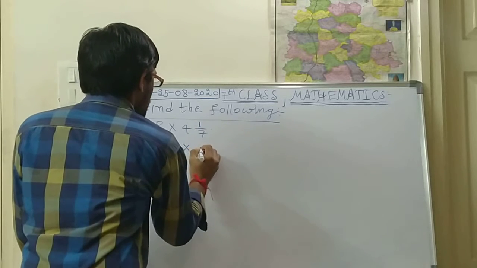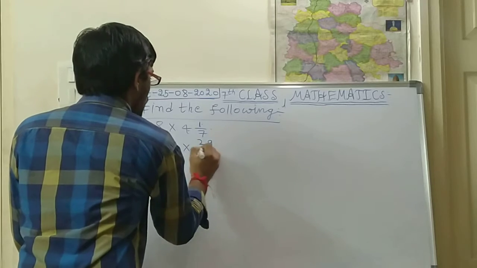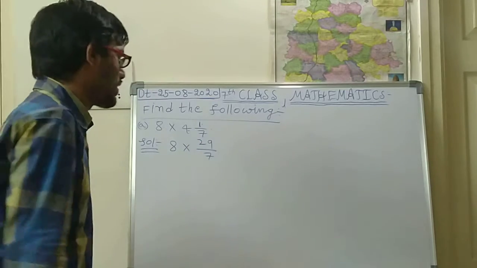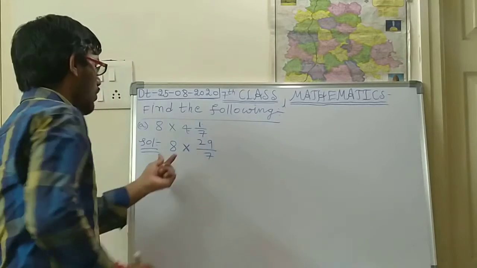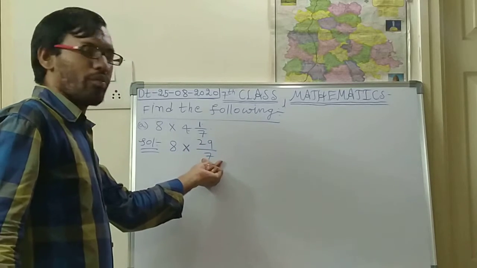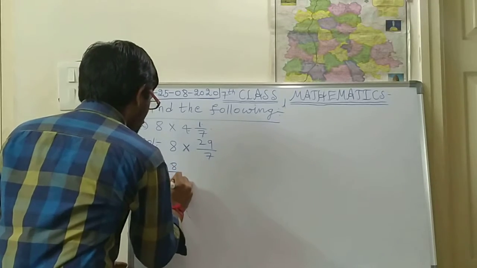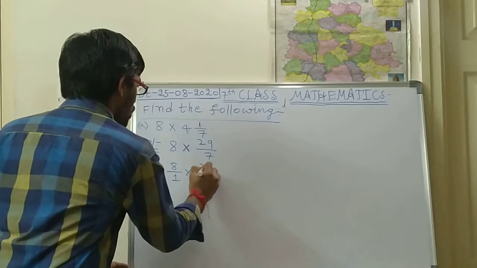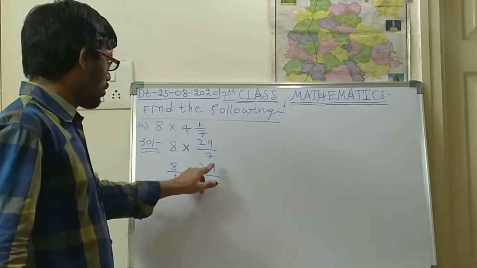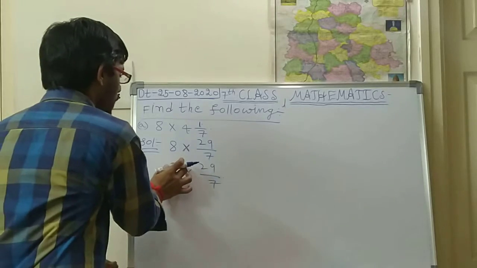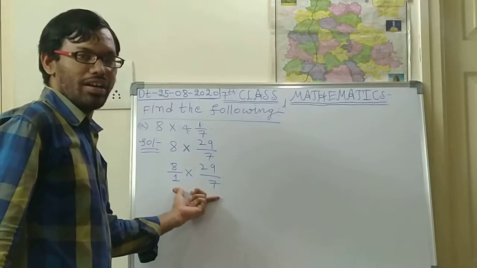In 4 1 by 7, 7 fours are 28, 28 plus 1 is 29 by 7. Now here one whole number and one improper fraction are there. So 8 you should write as 8 by 1, into 29 by 7. So 8 by 1 into 29 by 7. Numerator you should multiply with numerator, denominator with denominator.